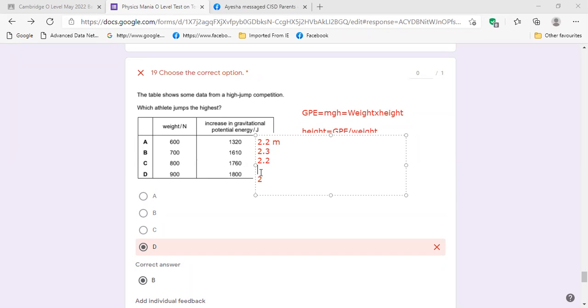Now you take which one is giving you the highest jump. Which one? B, 2.3, right? So you got the answer now, right? Is it clear? Yes, sir.